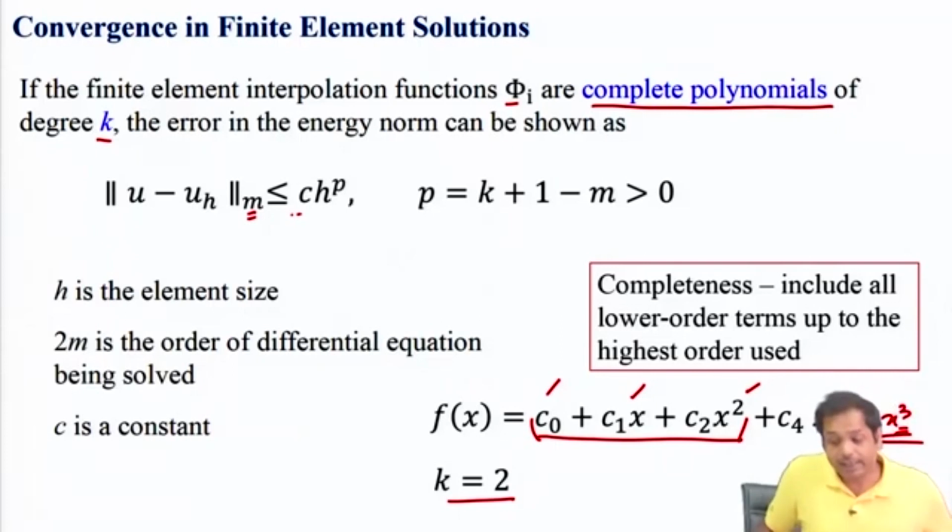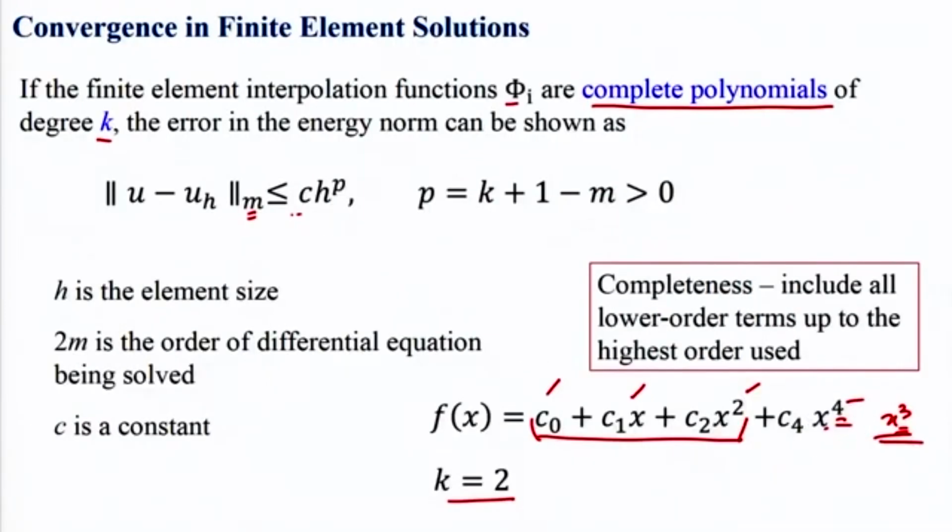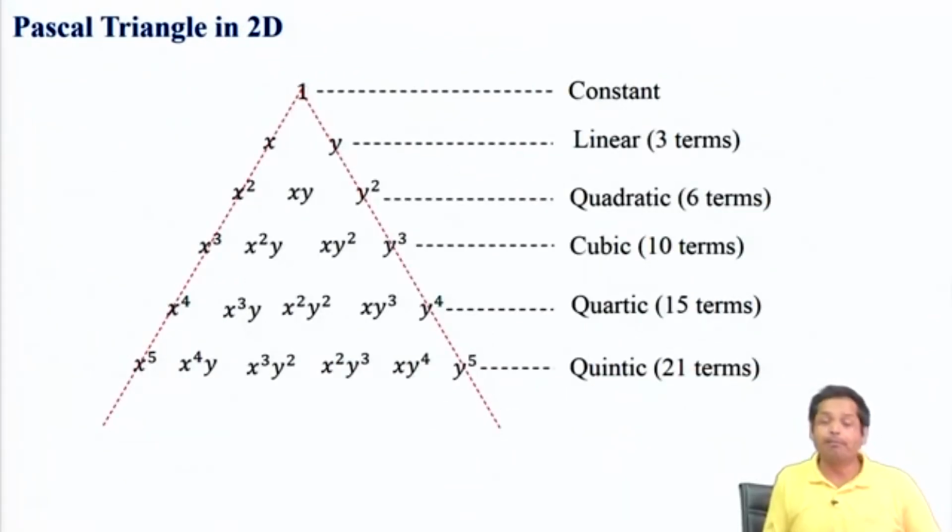Now with this, let us understand the importance of complete polynomials. In the one dimension case, we know it is quite straightforward, right? But in the two dimension case, what are the terms to be taken in the approximation so that our approximation is complete? This is given by the Pascal triangle. This is in 2 dimensions. Similarly, you can also draw a similar kind of thing in 3 dimensions as well.